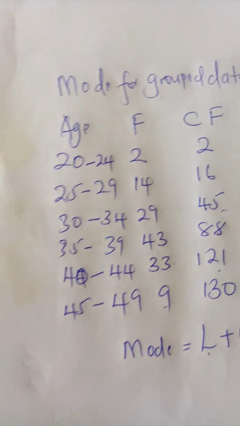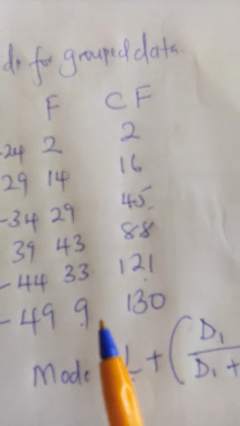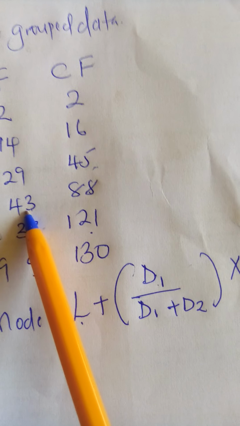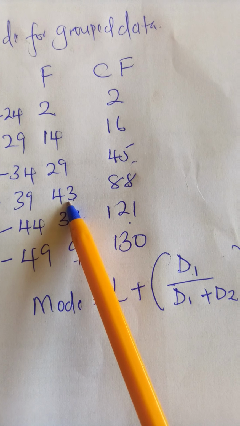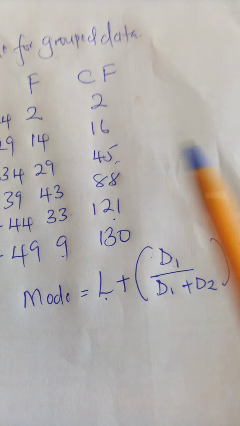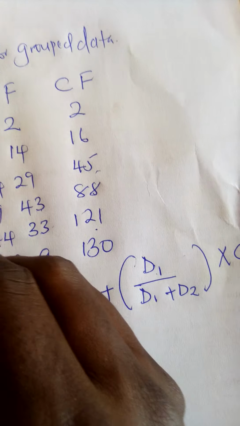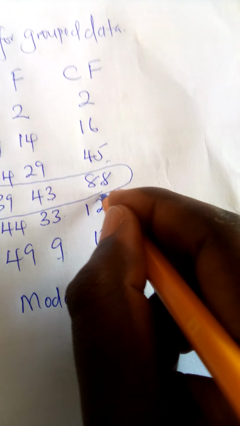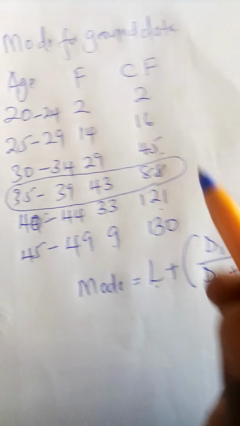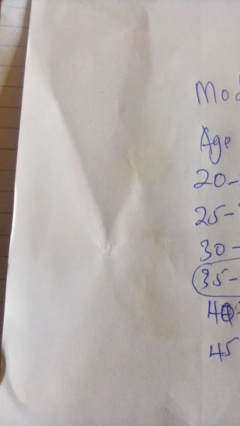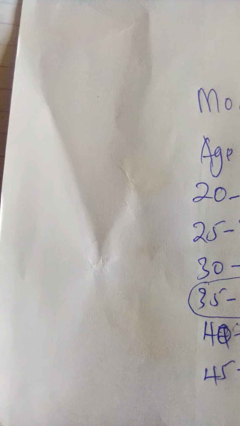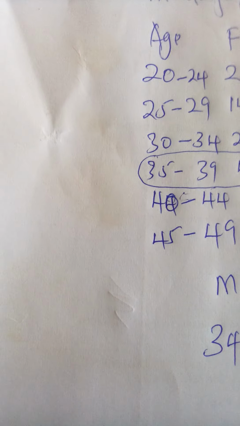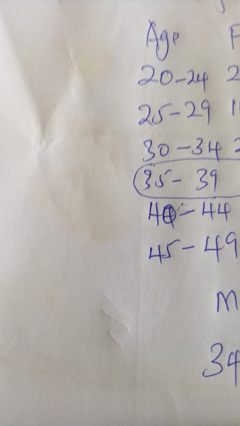So in this case, the modal frequency will be the largest frequency in our case, which is 43. 43 will be the largest frequency, and this will be the modal class. So our modal class will be the class 35 to 39. So the lower class boundary for this case will be 34.5. Then plus, you open the bracket.